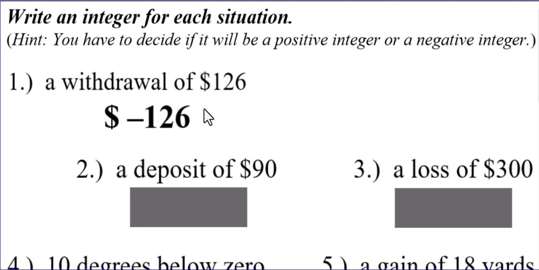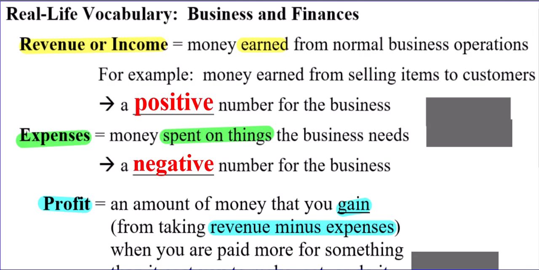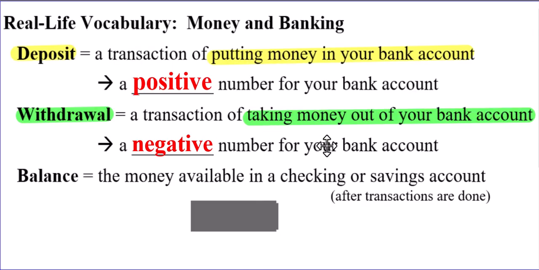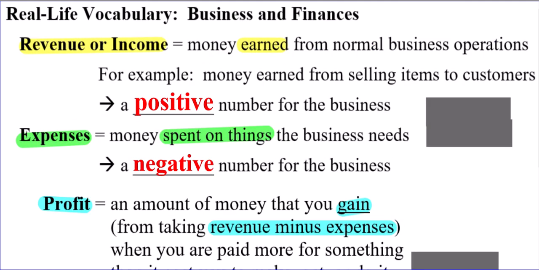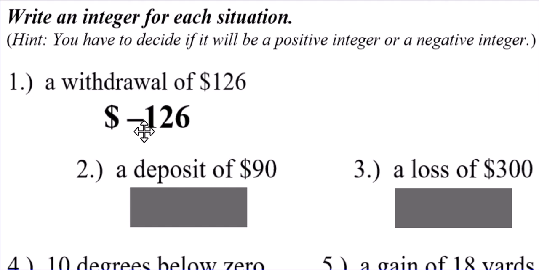I did number 1 for you, a withdrawal of $126. We just learned that a withdrawal for your bank account is a negative because it's taking the money out, taking it away. So that's why it is a negative $126. You can put the dollar sign on the far left, as we tend to do in America.